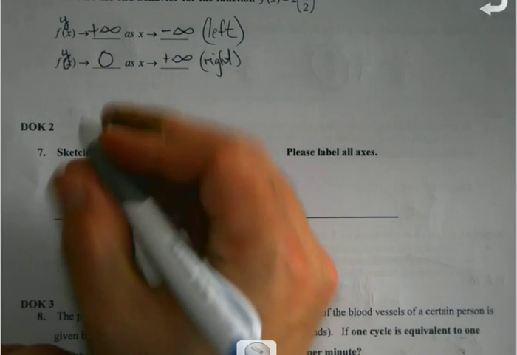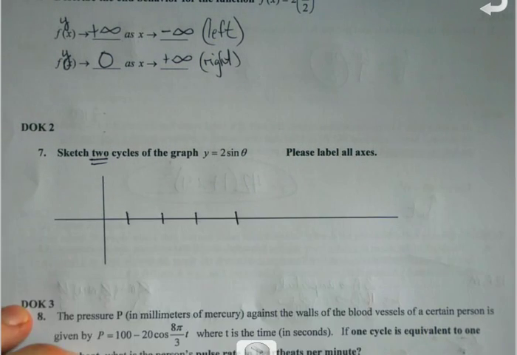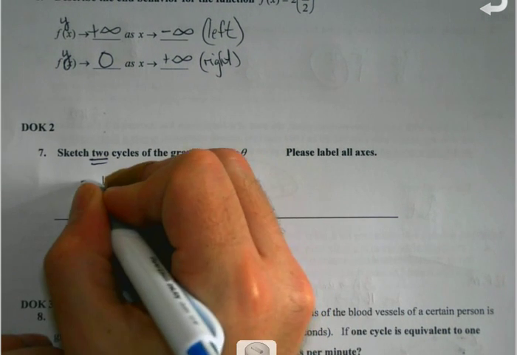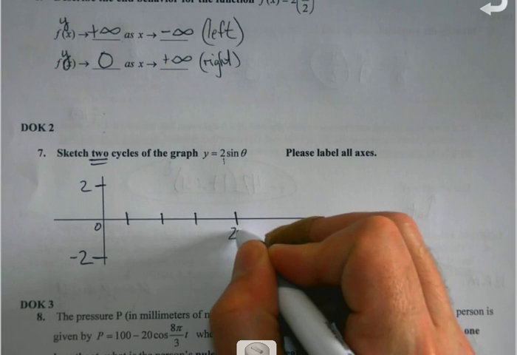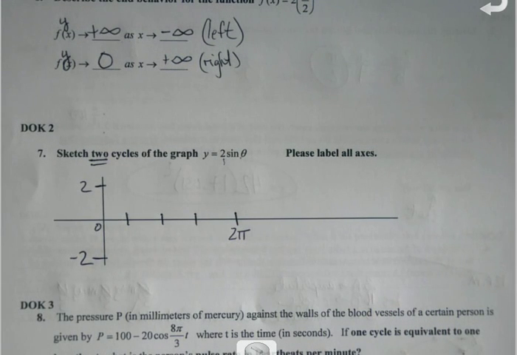Number 7, sketch 2 cycles of the graph 2 sine theta. So normally we get our 5 lines. We're starting at 0. I notice my amplitude is 2, so I get my max and my min ready to go. And like we just mentioned on the other page, normally we go 0, max, 0, min, 0. But I need to label my axes first. So I know my period is 2 pi if I don't see a number in front of here, which would divide it down. How do I get the other 3 values down there, though?